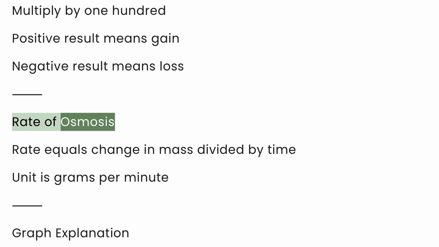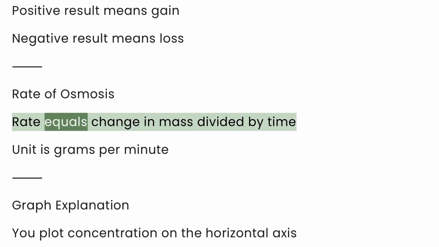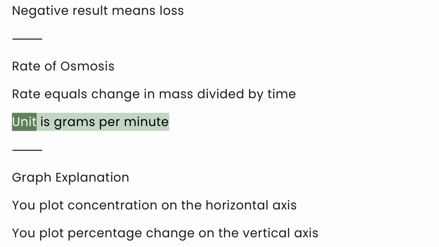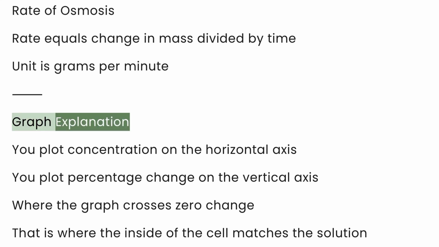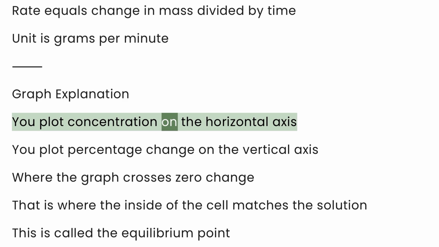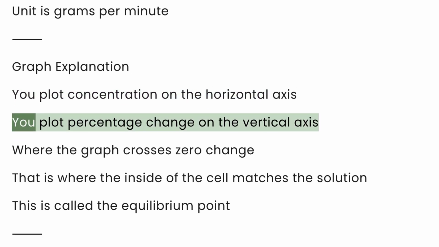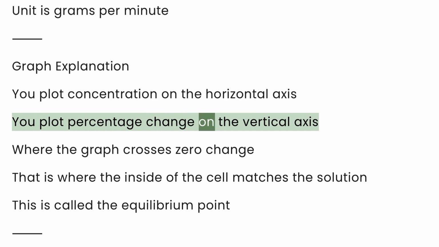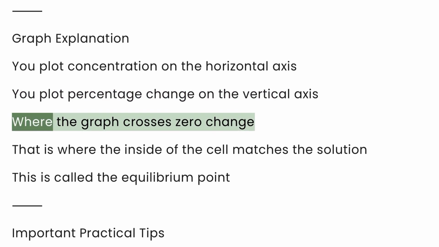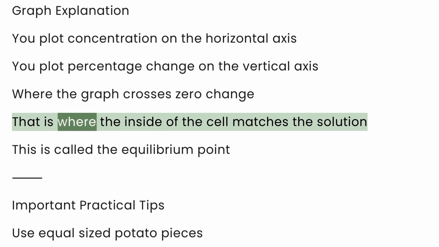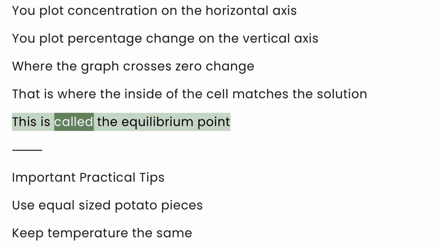Rate of osmosis. Rate equals change in mass divided by time. Unit is grams per minute. Graph explanation. You plot concentration on the horizontal axis. You plot percentage change on the vertical axis, where the graph crosses zero change. That is where the inside of the cell matches the solution. This is called the equilibrium point.